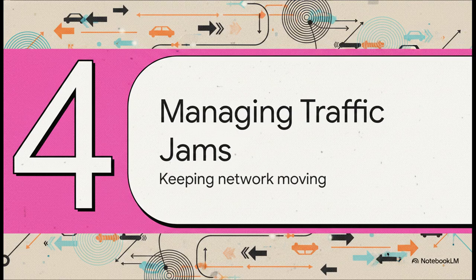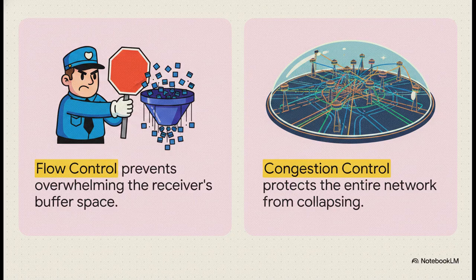Next up, part 4, managing traffic jams. Let's see how we keep the network moving. TCP really acts like a brilliant traffic cop, and it uses two completely distinct mechanisms to do it. First up is flow control, which is all about protecting the receiver. It physically stops the sender from just completely overflowing the receiver's limited memory buffer.